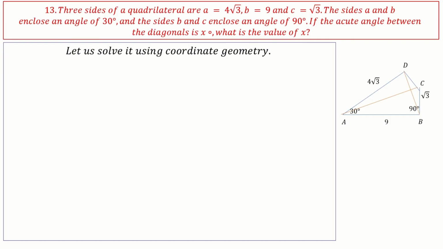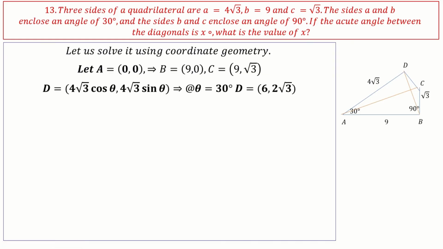So once we get all four, it is a very simple problem. Let's see how to get D also. So my A is 0, 0, B is 9, 0, C is 9, root 3. Now D, how to get D? If I draw a circle with AD as radius, that is 4 root 3 as radius, then D coordinates are nothing but 4 root 3 cos theta, 4 root 3 sin theta, right? So I will write it.